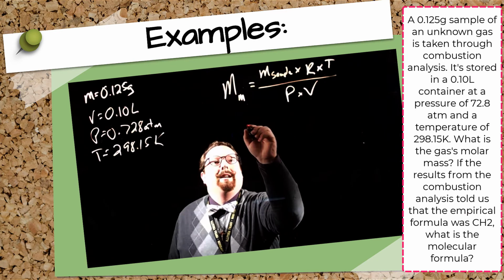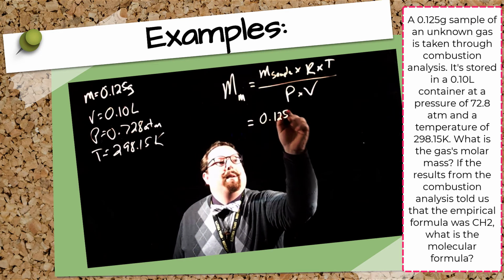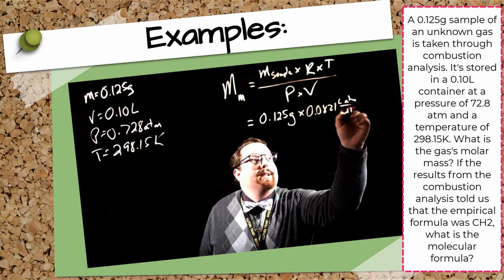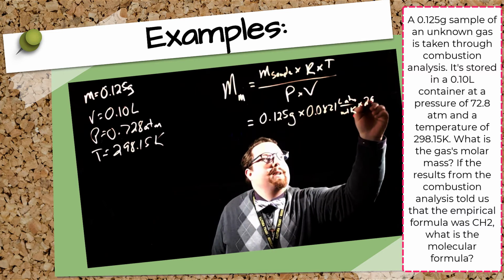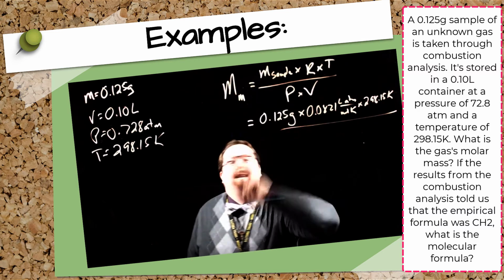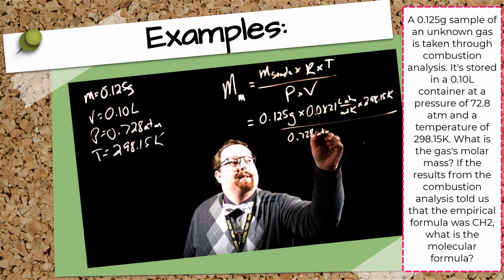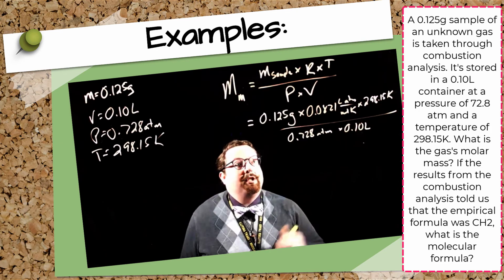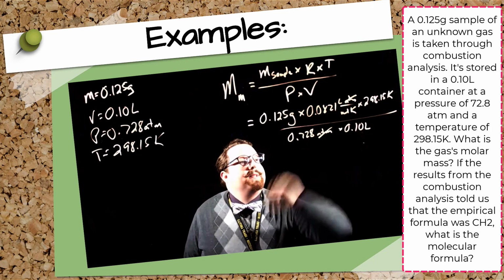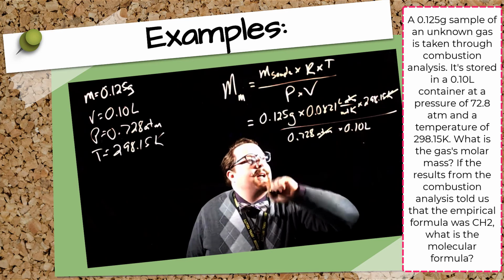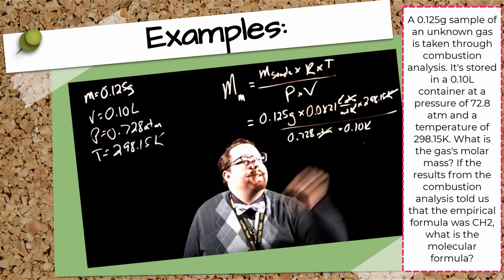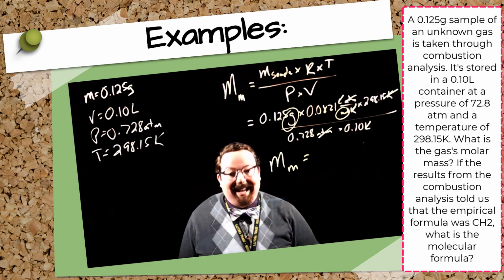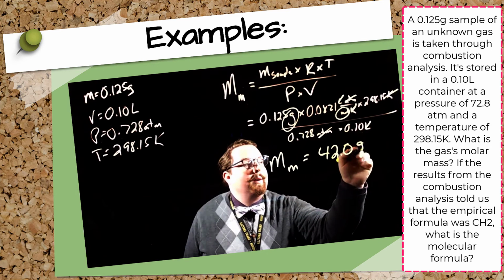So plug our numbers in. Molar mass equals 0.125 grams times 0.0821 liter atmospheres per mole Kelvin times temperature 298.15 K divided by the pressure 0.0728 atmospheres and the volume, which was 0.10 liters. Double check that our units cancel. We get atmospheres on top, atmospheres on bottom, Kelvin on top, Kelvin down here, liters up top, liters down here, and we'll get grams per mole. If we punch that in, we get that the molar mass is 42.0 grams per mole.